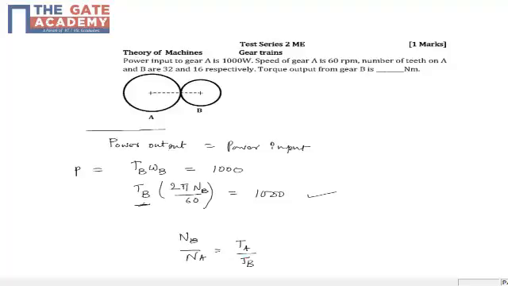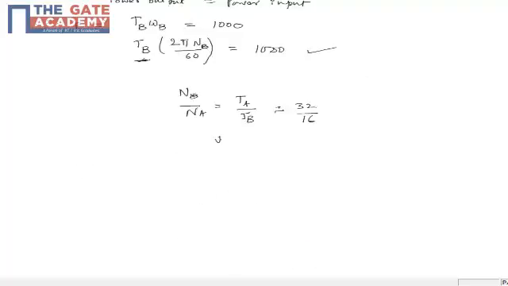So NB is what we need to find out. Now TA over TB, we know, is 32 by 16, so NB is twice NA. NA, the speed of A, is given as 60, so it's 60 into 2, which is 120 rpm. So this is 120 rpm, and you just go back and substitute it here to get the torque.